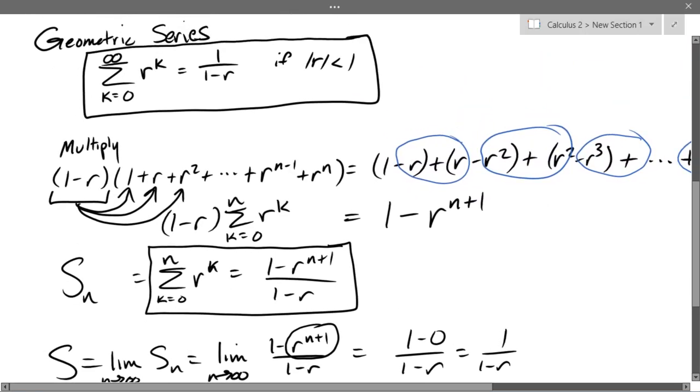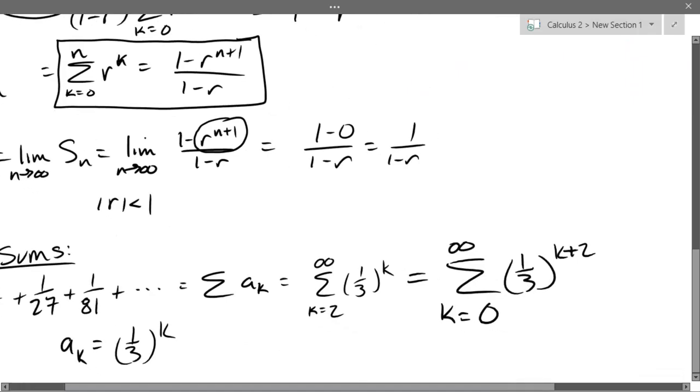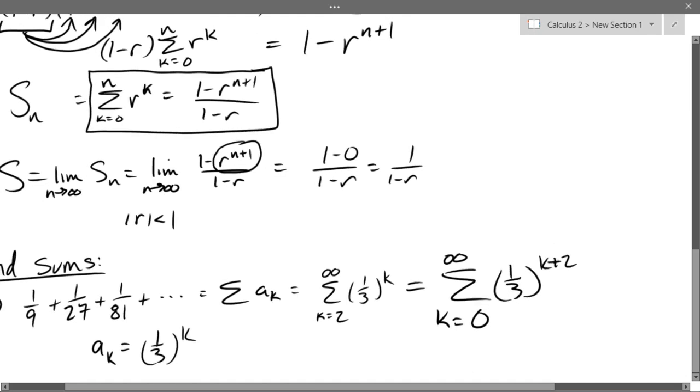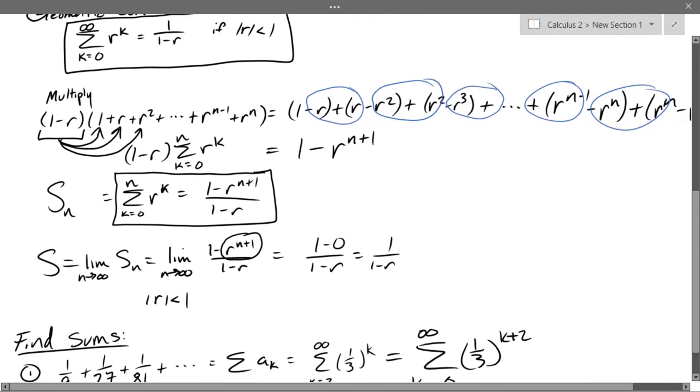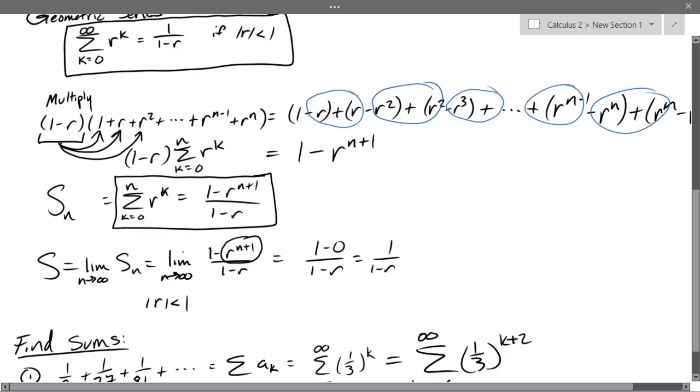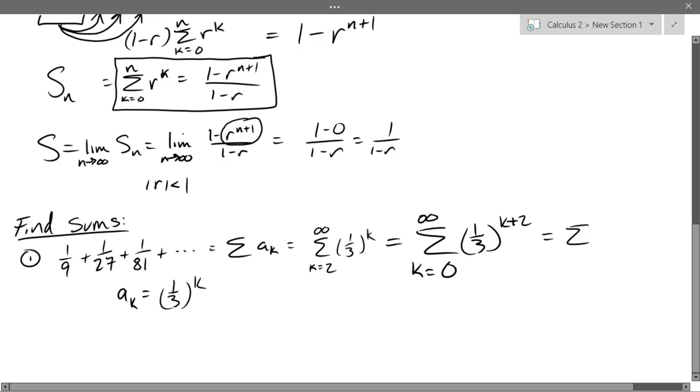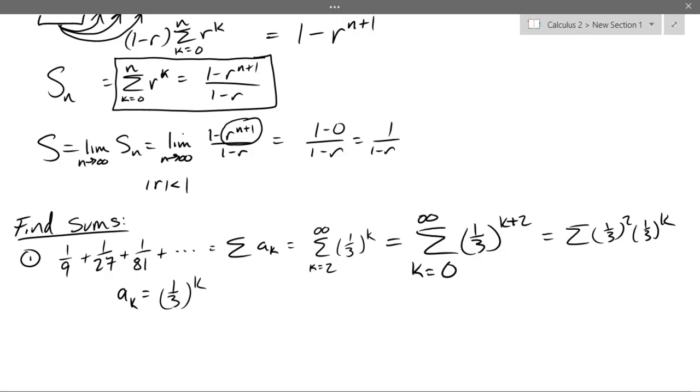What is different about a geometric series compared to what we have? Now our power got messed up. We're starting at 0, but I don't just have 1/3 to the k power. I want to get it in this geometric series form: summation starting at 0, a small number, in our case 1/3 to the k power. But I have k plus 2. Algebraically, this is an easy problem to fix. We'll write 1/3 squared times 1/3 to the k. I just factored out 1/3 squared, and then you add the powers together and you get k plus 2.